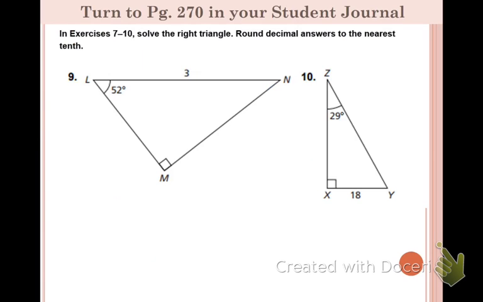Student Journal, page 270. Sorry, it's actually 271, my first class told me. 271. Solve the right triangle. Round to the nearest tenth again. Number 9. It's very easy to find the first angle. So what's the measure of angle N? 38. So the measure of angle N equals 38. You can either add 52 and 90 and subtract from 180, or you can take 90 and subtract 52. You get the same answer either way.